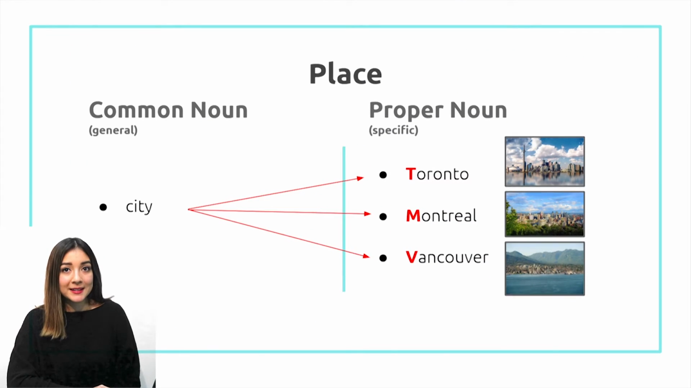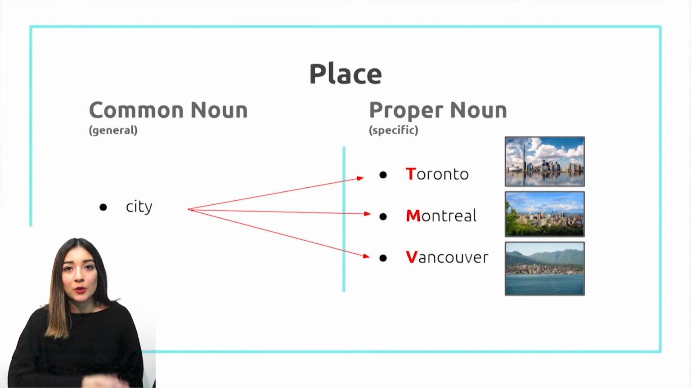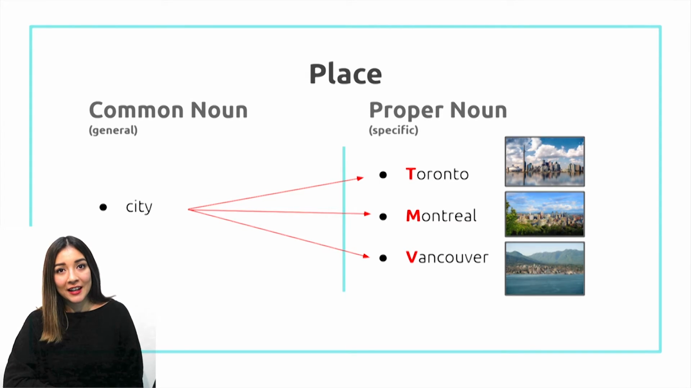When we look at places, cities are always capitalized when we are referring to a specific place. So if I were to ask you, what city do you live in? And you wanted to respond, you would ensure that you capitalize the first letter of the city name.